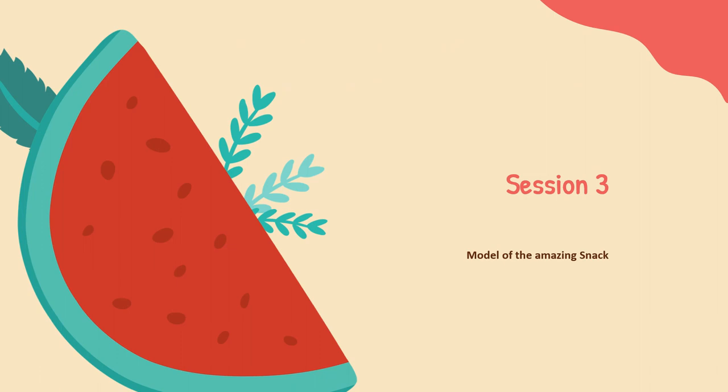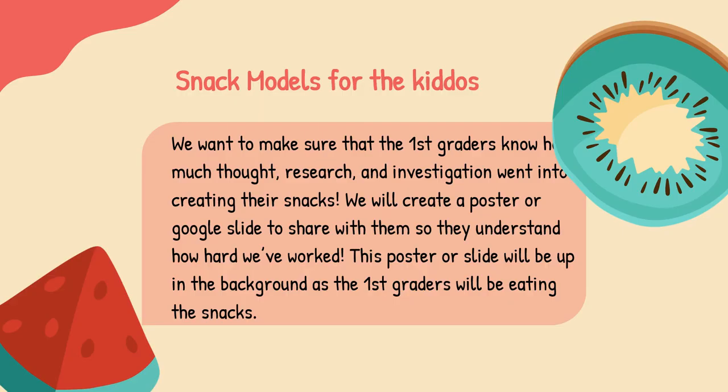Session 3, model of the amazing snack. So this is more created if you're actually going to be having a STEM snack fair for the first graders. We would want the first graders to actually see all the cool stuff that's inside the snack that the 5th graders planned for them. So the idea of the model of this amazing snack is a poster with an image of the snack with all the different ingredients labeled, so students know what they're eating. And so your students can show off all the amazing stuff they've done and picked for this really delicious and super healthy snack that they've crafted for the first grader.